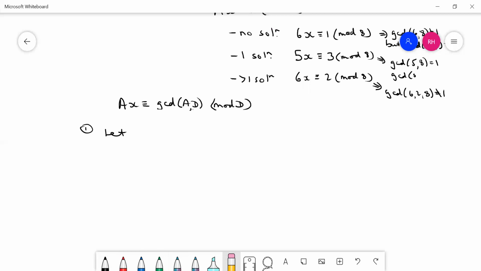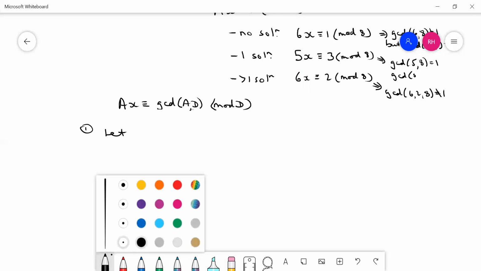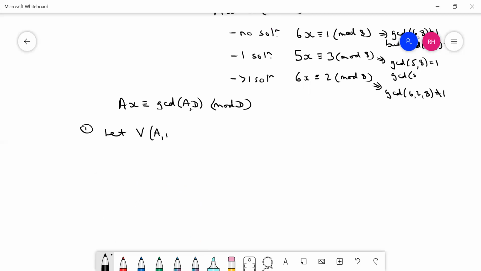So you might go, let V. V is a function that has two inputs, A and B, and it's going to be the number of solutions to Ax is equivalent to the GCD of A, B modulo B. And what we might be interested in is then looking at this thing. This is what would be maybe interesting.